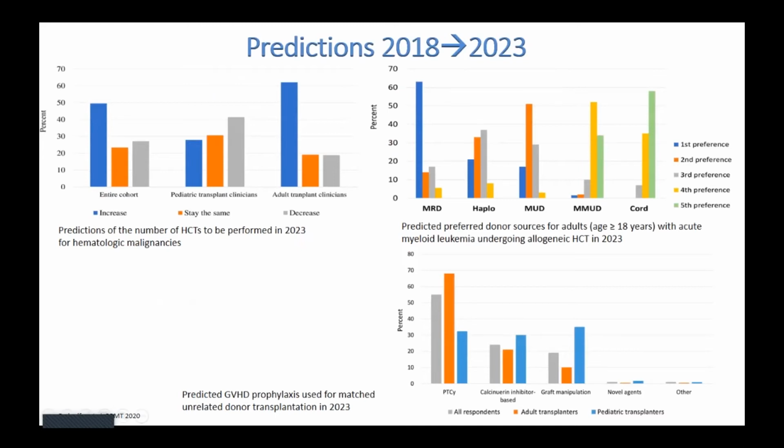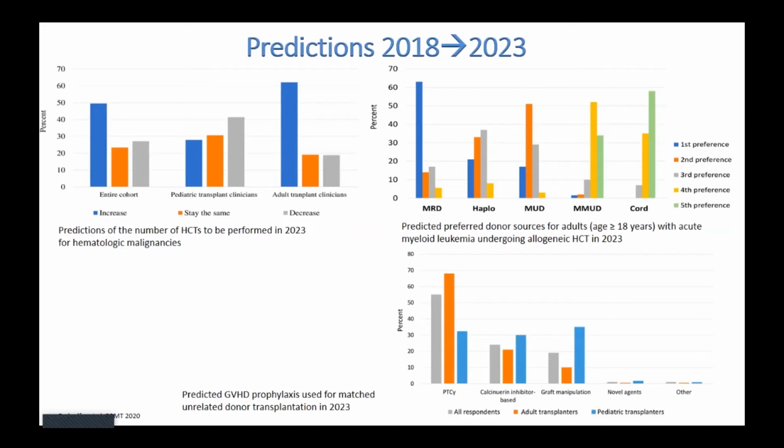Looking forward, this is a nice summary of a survey conducted by CIBMTR about the predictions of stem cell transplantation. The first graph shows that most of the physicians predict an increase in the number of stem cell transplants performed across the country. This is the Western data, but we can extrapolate to other countries. The second graph shows that most physicians think that haplodonors would be the second most preferred donor after the full matched sibling donors.